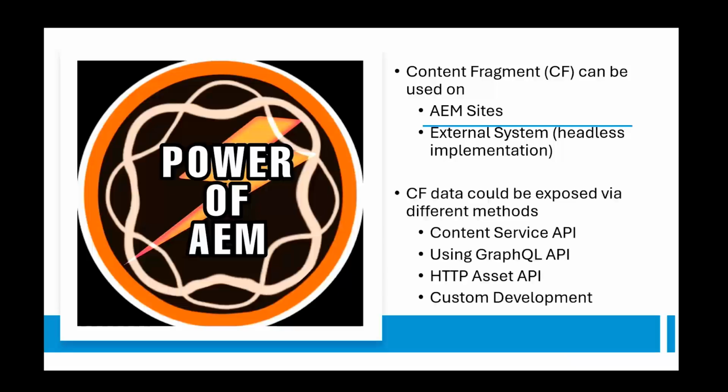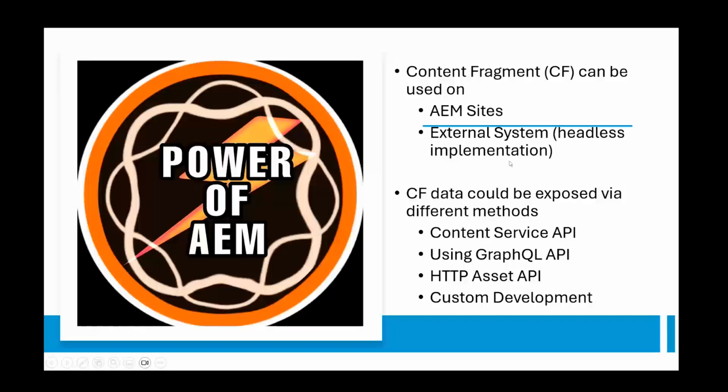There are different methods available to expose the content. The first method is Content Service API. The second one is the GraphQL API. Third one, HTTP Asset API. And the fourth one is custom development. These four methods are based on the factors of the above use cases. So it depends on which use case you are working on, and based on that, you can select the right method.